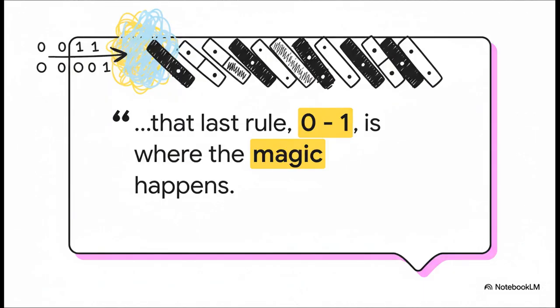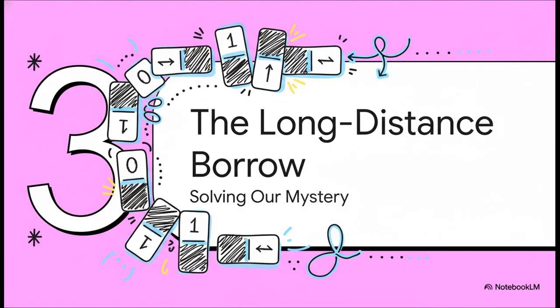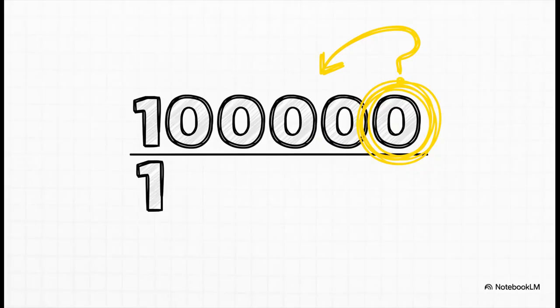That last rule, 0 minus 1, that is where all the magic happens. It's the one thing that forces us to borrow, and it's the trigger for that whole domino effect that's going to solve our opening puzzle. So now that we're armed with this new understanding of borrowing, let's circle all the way back to that problem from the beginning. We are finally ready to take on the long-distance borrow and see exactly how it all plays out. Here it is again, 1 followed by 5 zeros, minus 1.